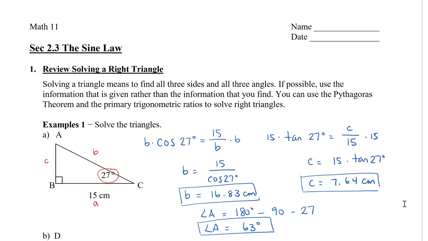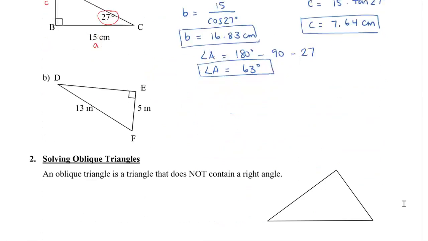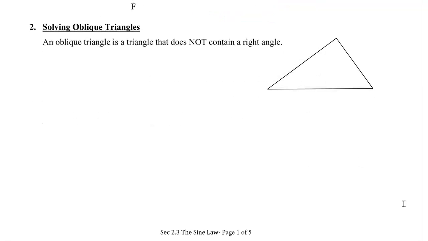So this leads to the question, what if we are not solving a right triangle, but a triangle that does not even have a right angle at all? These triangles are called oblique triangles. An oblique triangle is a triangle that does not contain a right angle, such as what we have here. So I'm going to show you how to obtain the sine law instead of just telling you.